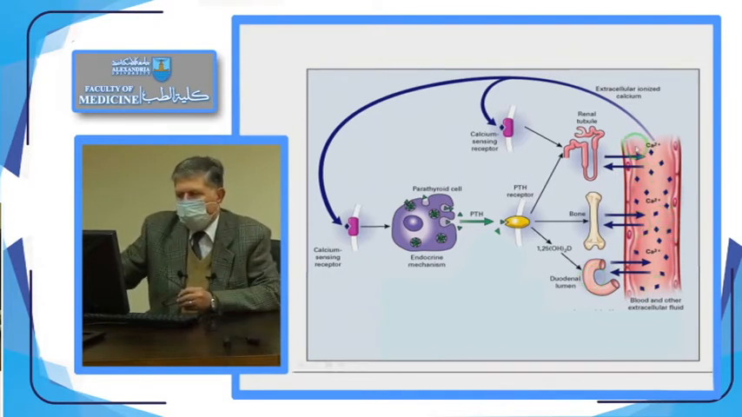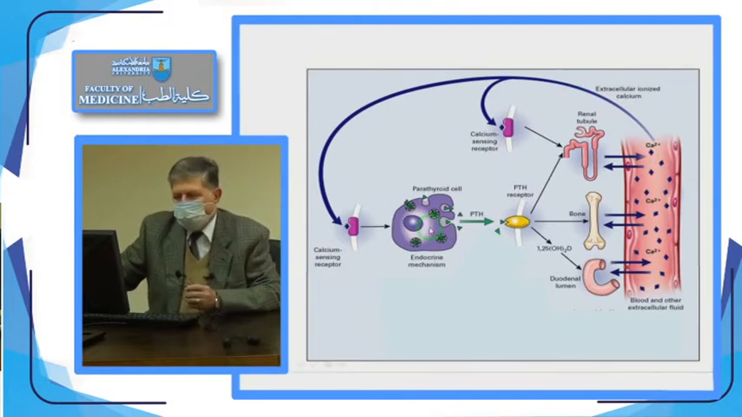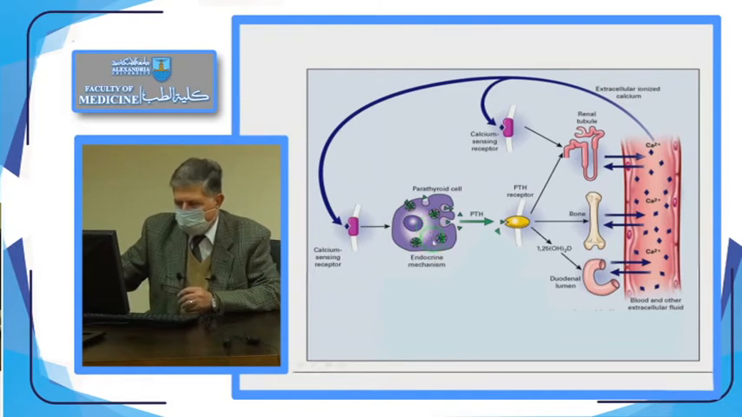And as in endocrinology, there is a feedback. So we have a feedback on the calcium receptors on the parathyroid cells, and if the calcium goes up, the PTH will go down. This is a negative feedback.